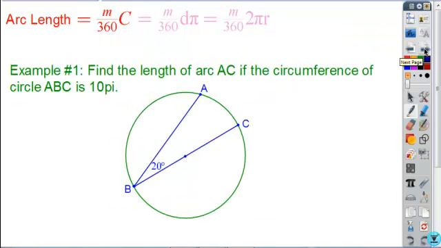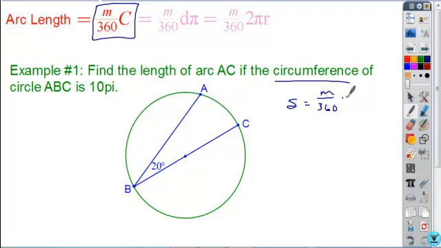Here's the first possible example. If you want to find the length of this arc AC, and again, make sure you read the question carefully to find out, is it asking for an arc length or an arc measure? So we want the arc length of arc AC, given the circumference of this circle is 10 pi. Here they give you circumference, so you should use this form of the arc length equation. If you see me write down the work, I would write the arc length s is equal to m over 360 times c. That identifies which of the three forms of this equation I would choose.